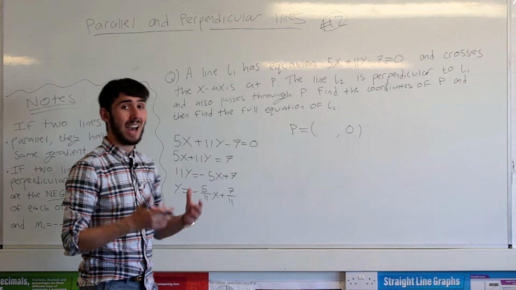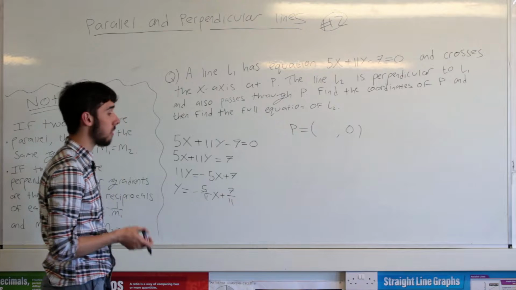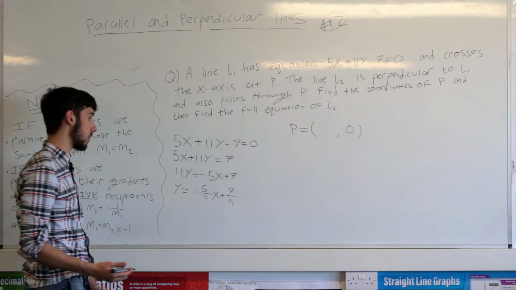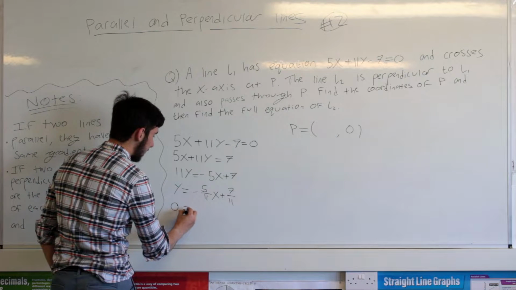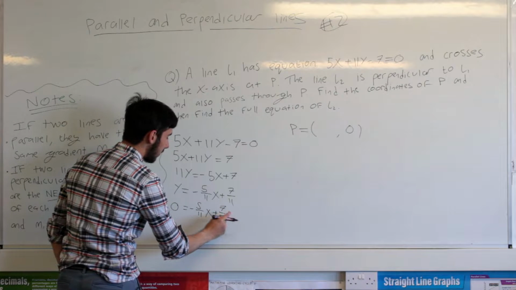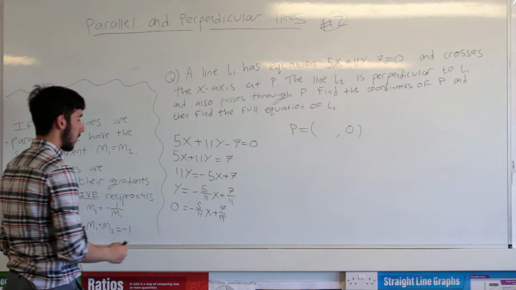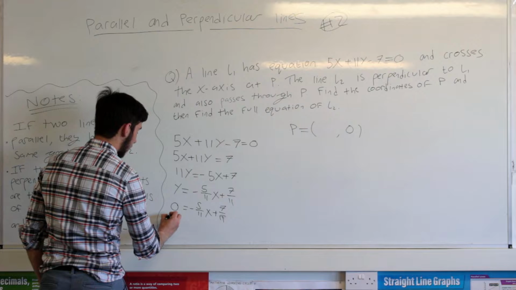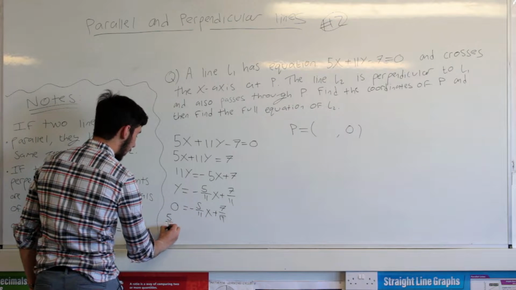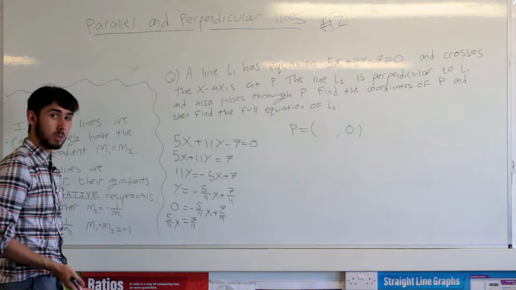It crosses the x-axis at P, which means P is on the x-axis, which means that its y component must be 0. Okay, so if its y component is 0, let's set y equal to 0, and let's solve this thing. So we're going to say that 0 now is equal to minus 5 over 11x plus 7 over 11. And then let's rearrange, and let's add 5 over 11x to both sides. We get 5 over 11x equals 7 over 11. Let's multiply both sides by 11.